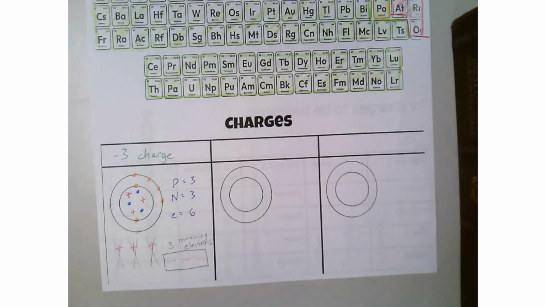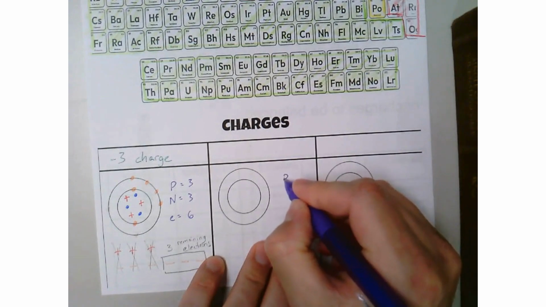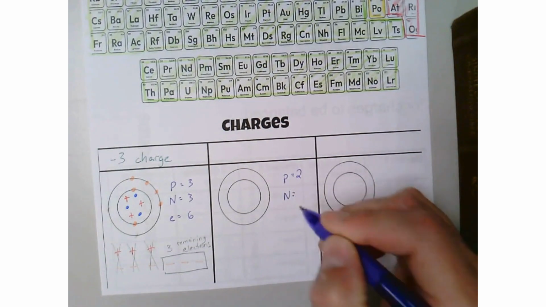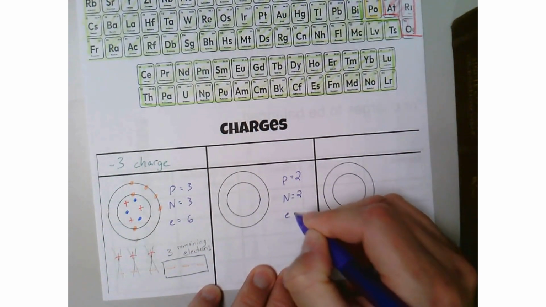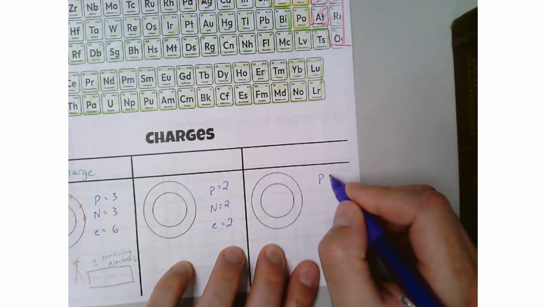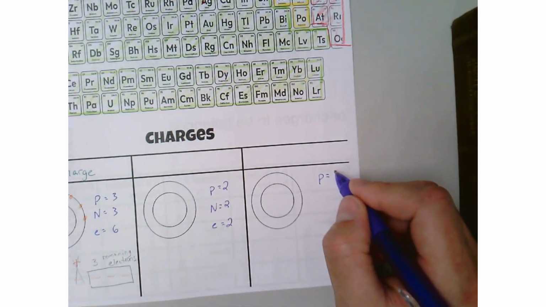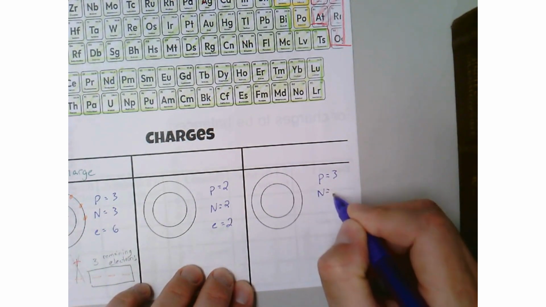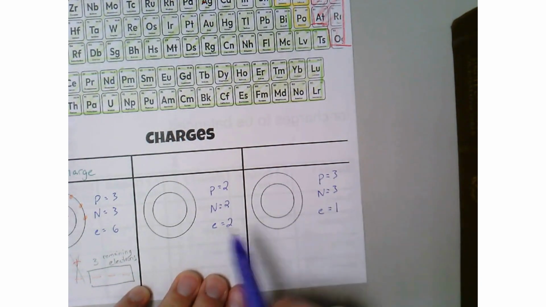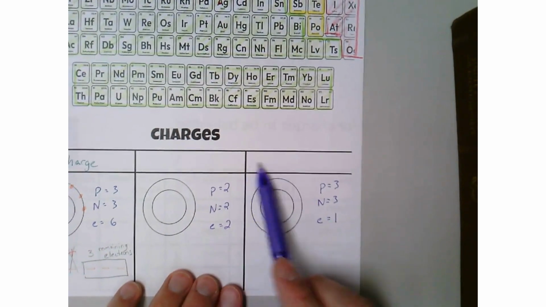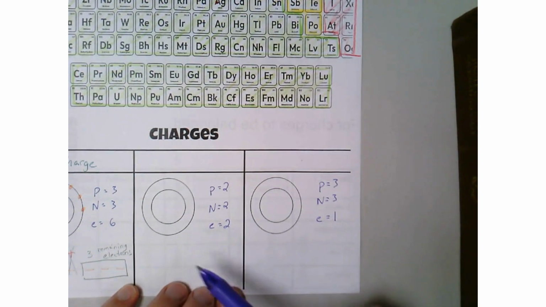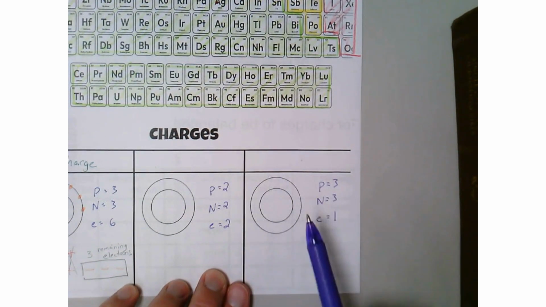All right, I want you to do the same thing for this next one. Protons are going to equal 2, neutrons are going to equal 2, and electrons are going to equal 2. And then this one over here, do the same thing. Protons are going to equal 3, neutrons are going to equal 3, and electrons are going to equal 1. So you need to write what the charge is, draw the picture, and if you need to, draw the pluses and minuses to prove that what you're saying is true. You do the same thing for this.